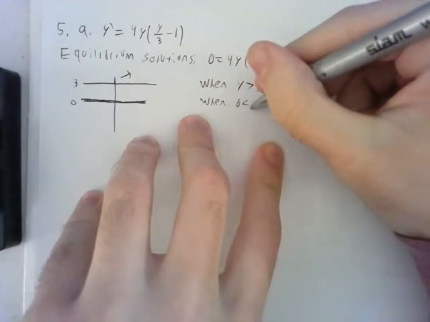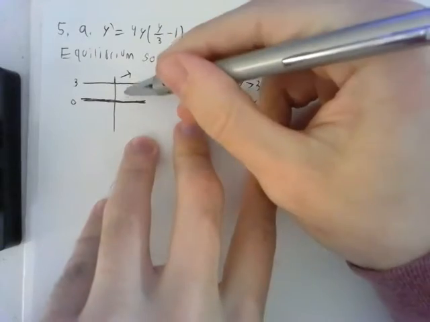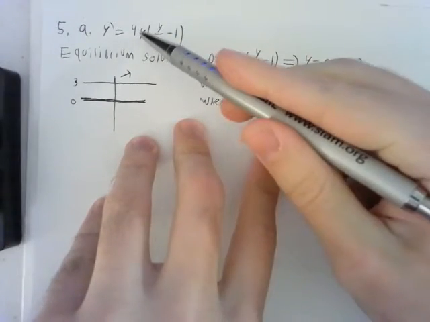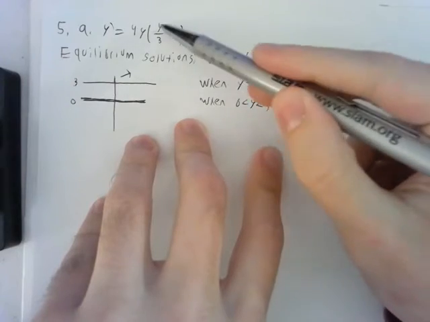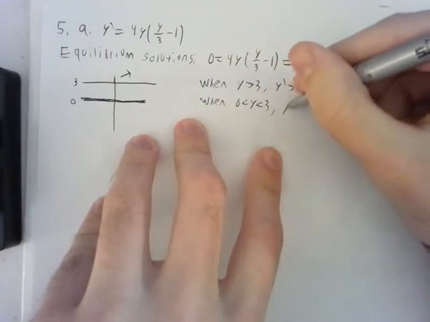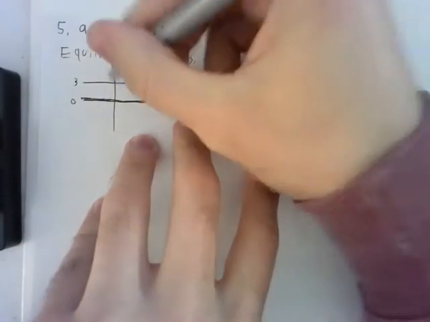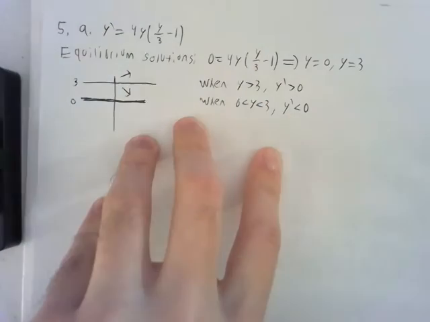When 0 is less than y is less than 3, we're in this middle region here. y is still positive, but now this fraction is less than 1. That means this term becomes negative. So overall, y prime is less than 0. So y is decreasing.